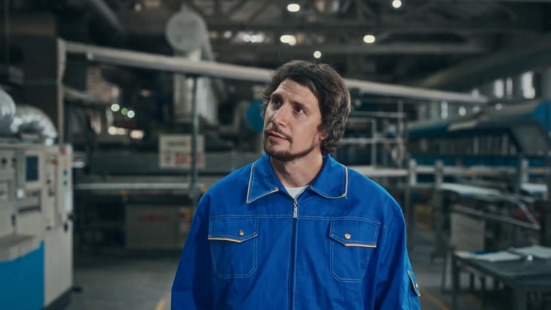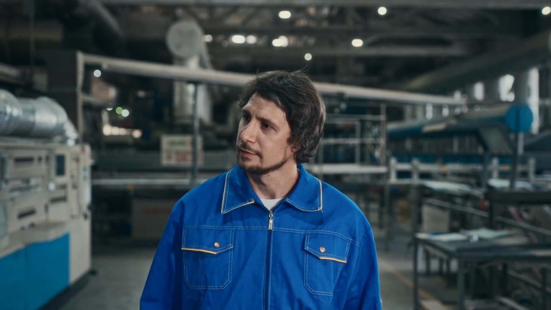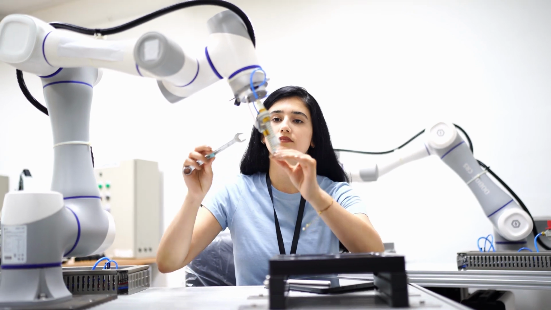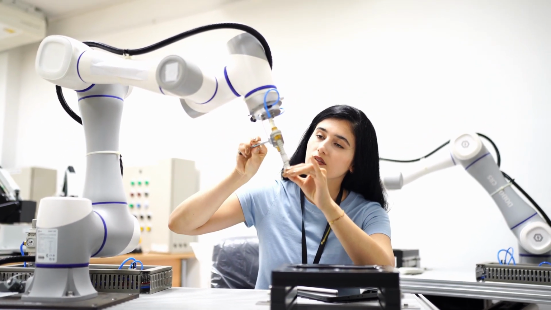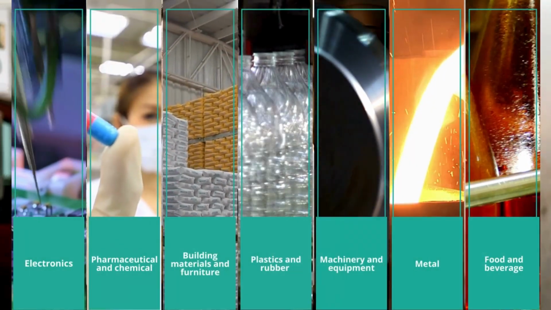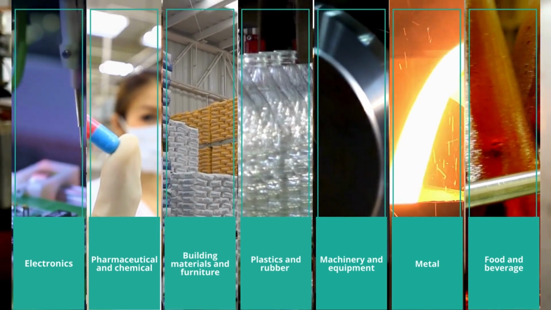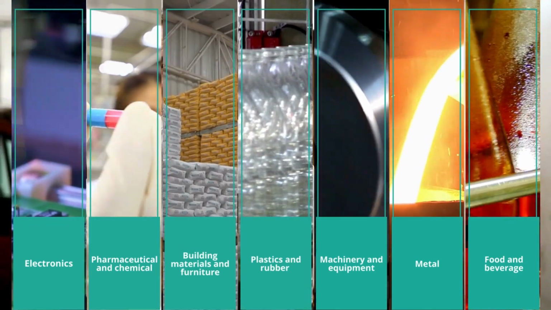The user acceptance model was designed for aspiring manufacturing companies looking to step out of the box and onto the digital and green transition journey. It's intended for startups, SMEs, and mid-caps who are working in the following 7 sectors: electronics, pharmaceutical and chemical, building materials and furniture, plastics and rubber, machinery and equipment, metal, food and beverage.